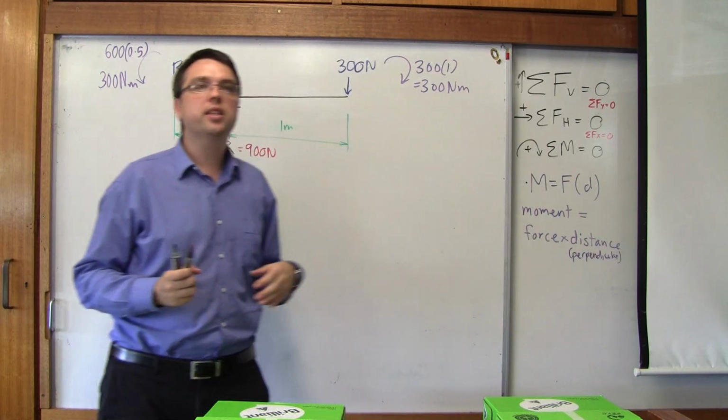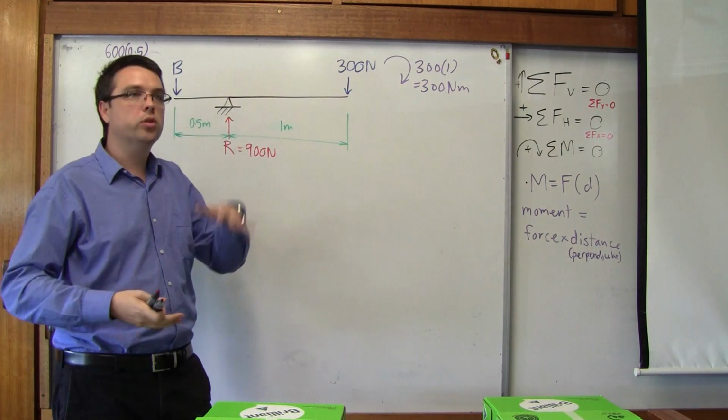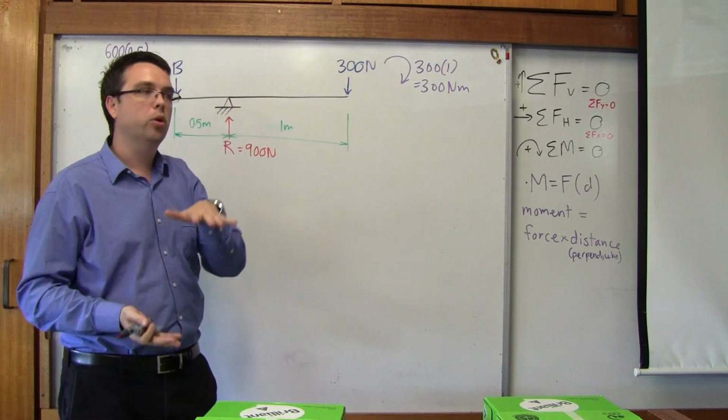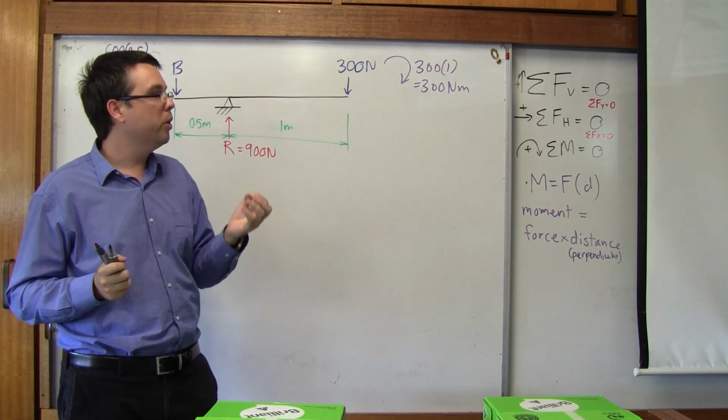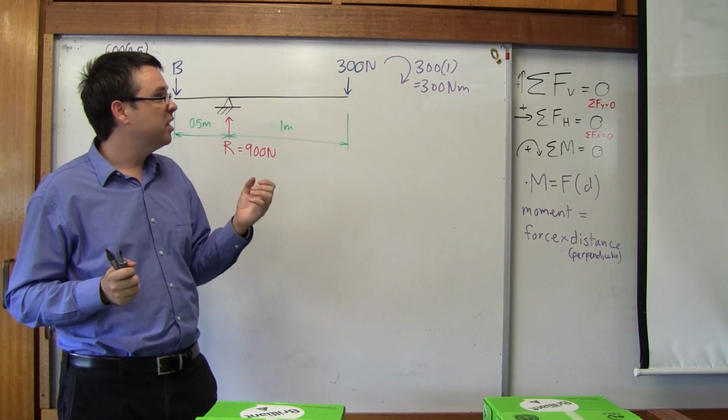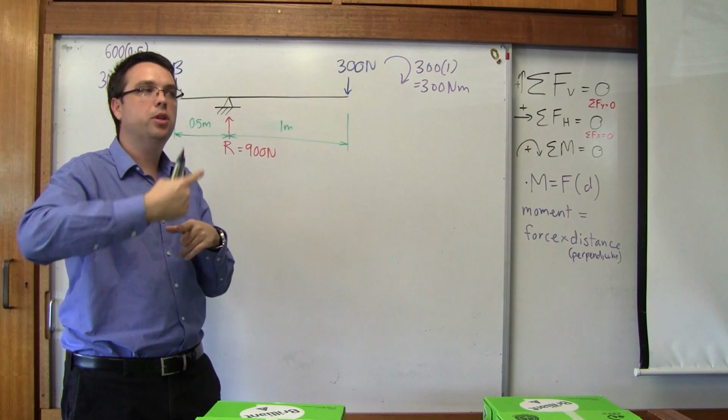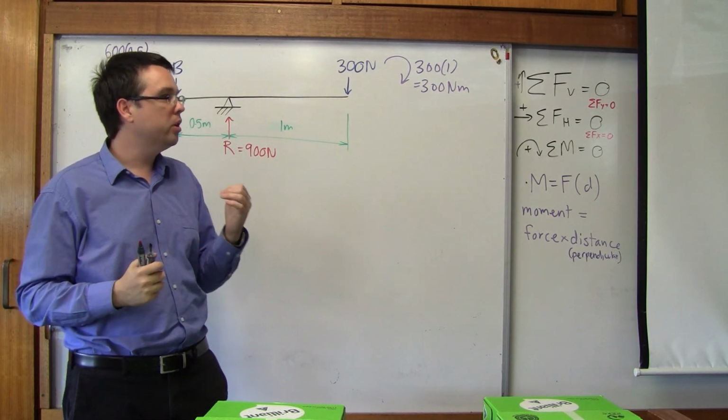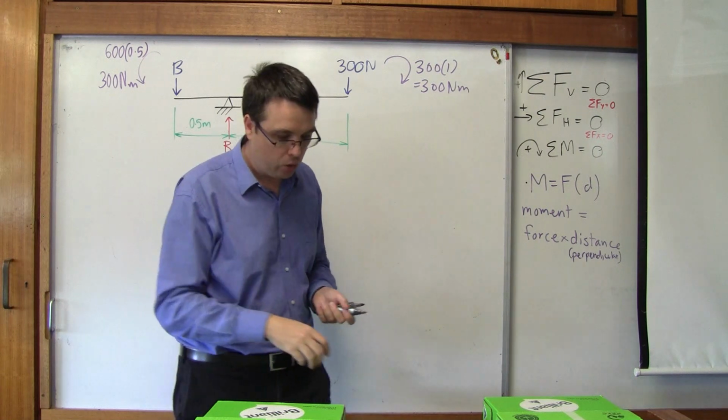What that means is the same way that the sum of all the vertical forces equals 0, and the sum of all the horizontal forces equals 0. What we also know is that the sum of all the turning moments has to equal 0. Now, what we're going to do is measure from a location.